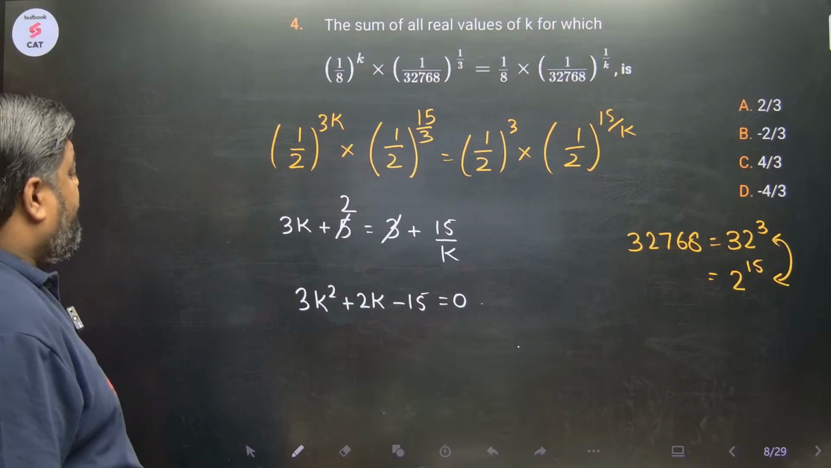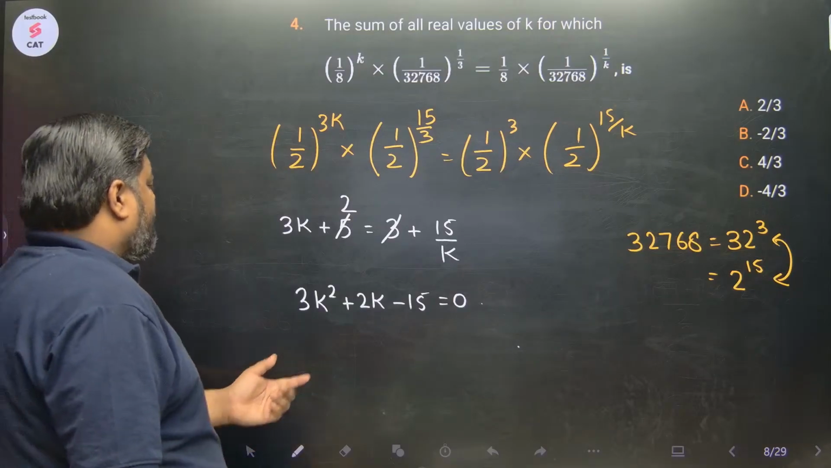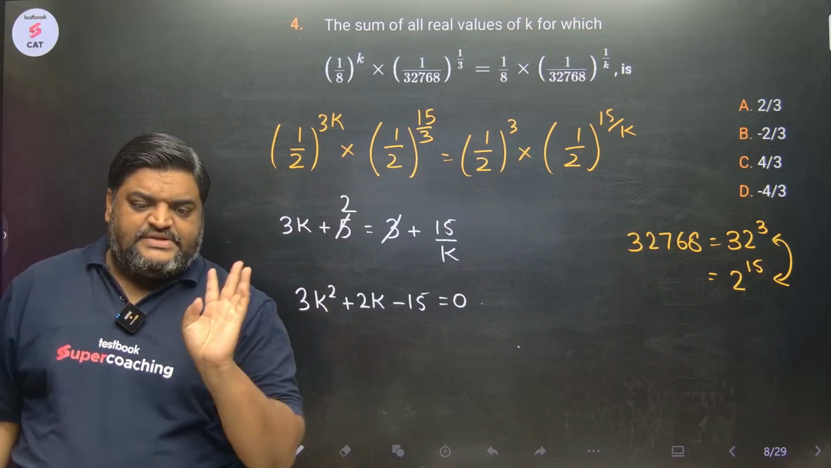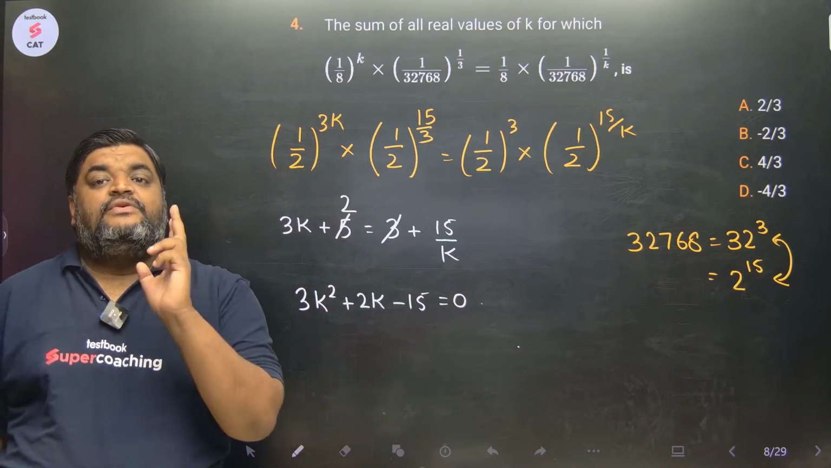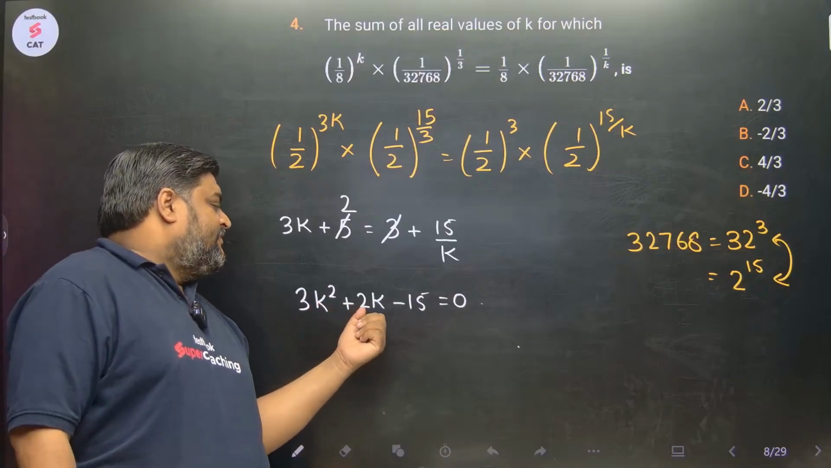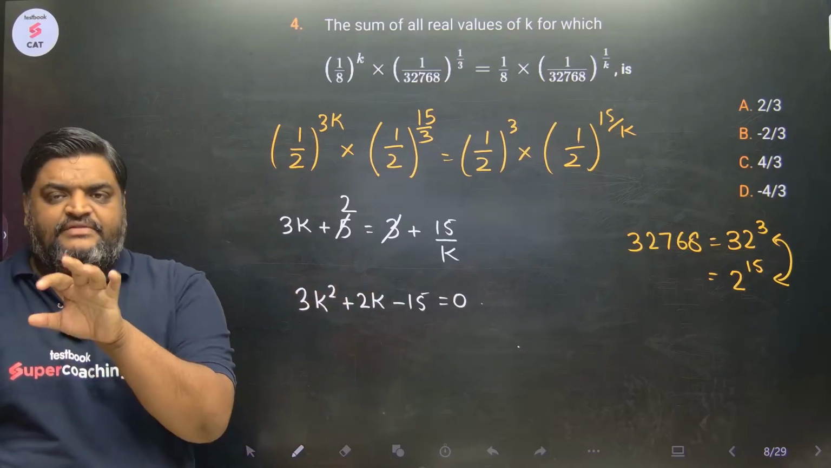And guys, you have to find the sum of all real values of k. This is a quadratic equation, so k will have 2 values, right? This is a quadratic equation where k will have 2 values.